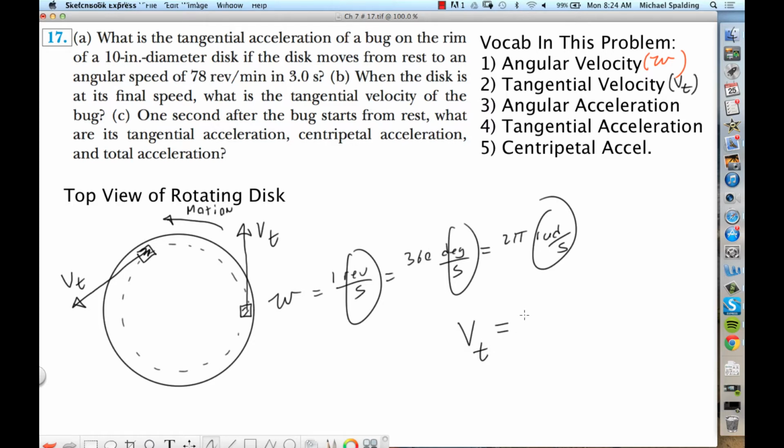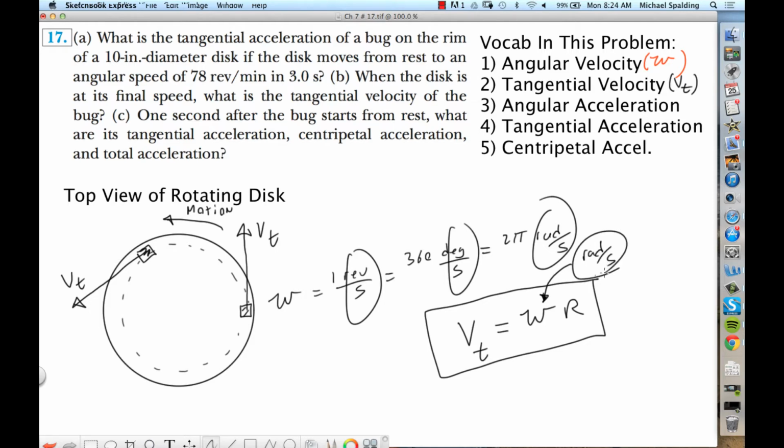Tangential velocity, the first equation, angular velocity times radius, right? This angular velocity, in this case here, it must be in radians. When you're using this equation, it has to be radians. All right? What's the other way to get tangential velocity?